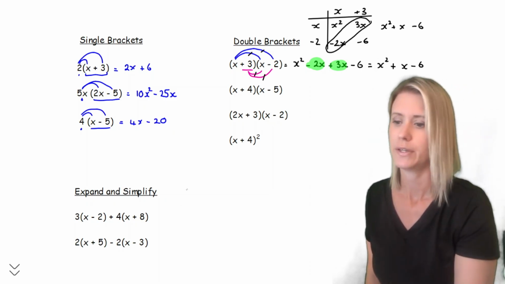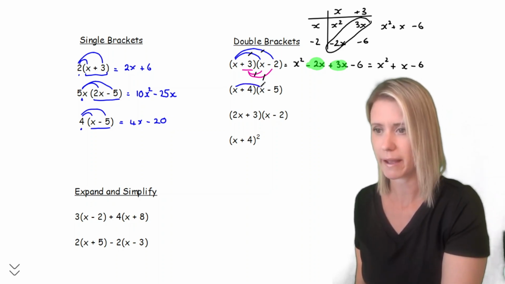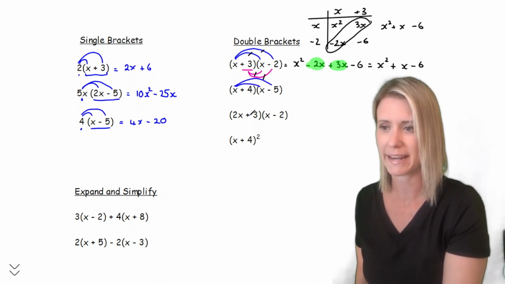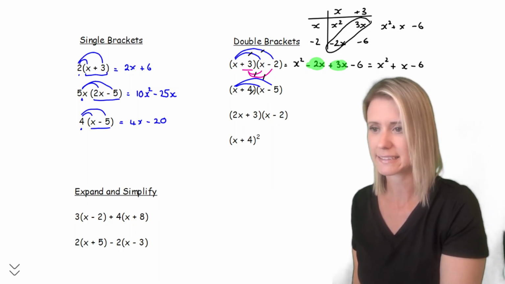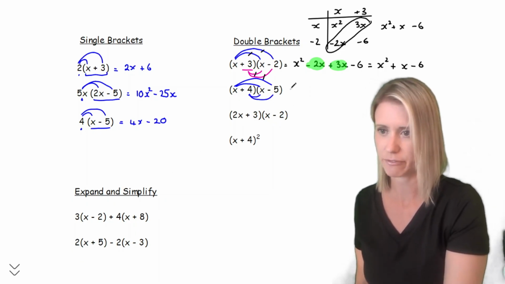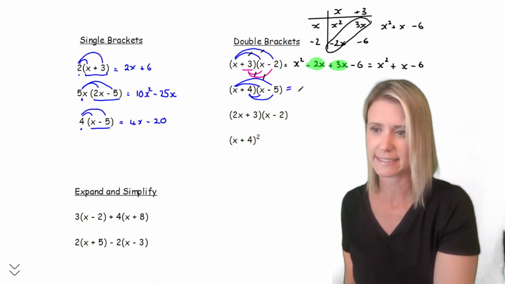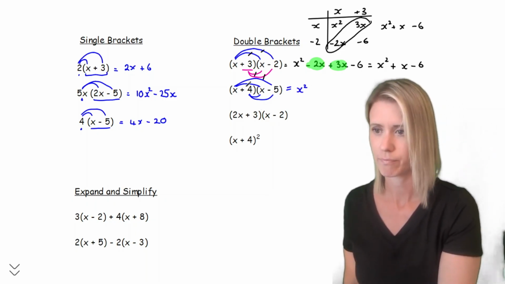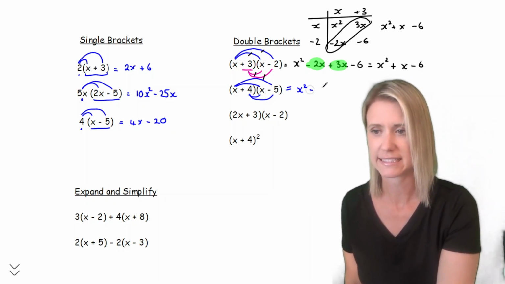Okay. The next one then. So once again, we need to do the x multiplied by x and the x multiplied by negative 5. And then we need to do the 4 multiplied by x and the 4 multiplied by negative 5. Okay, x multiplied by x is the x squared. X multiplied by negative 5 is negative 5x.